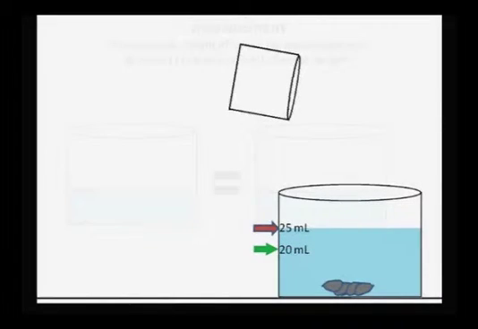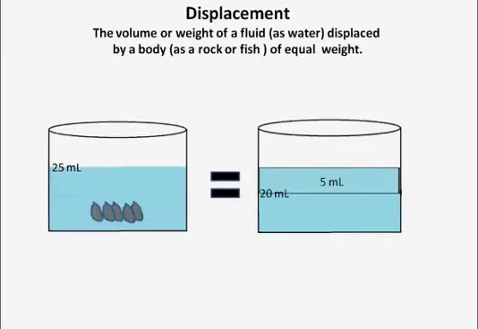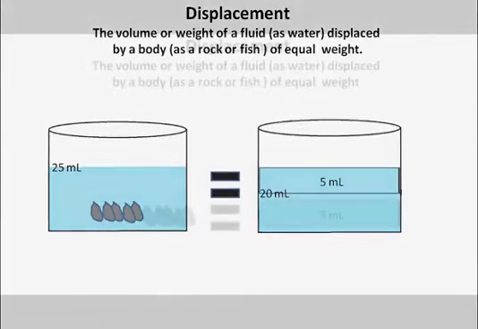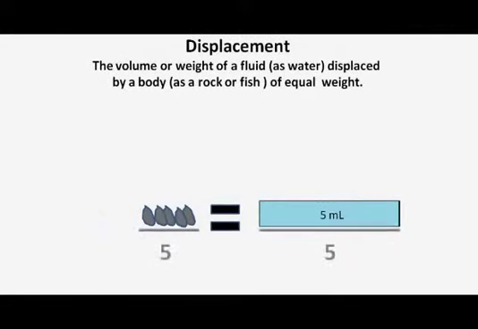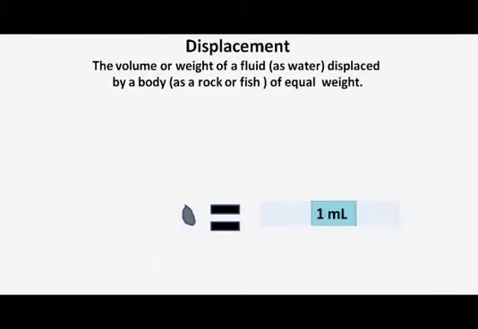At this point, we record the number of stones in sample 1. In this example, 5 stones were needed to raise the water level to 25 milliliters. In other words, 5 stones will displace 5 milliliters. To calculate how many milliliters one stone will displace, we divide the number of milliliters displaced, 5, by the number of stones it took to displace them, also 5. In our example, 1 milliliter is displaced by 1 stone.